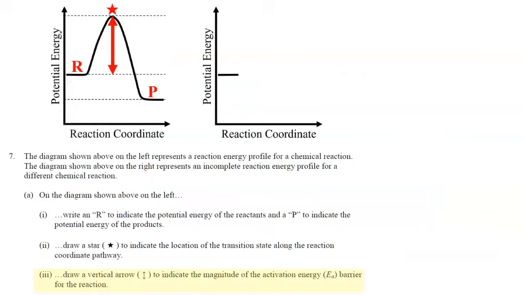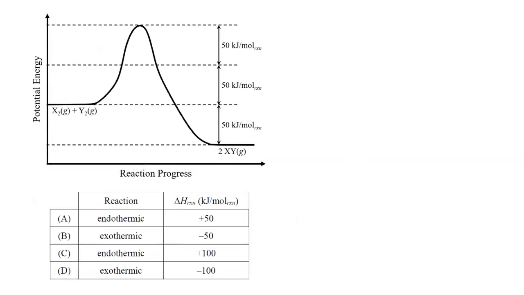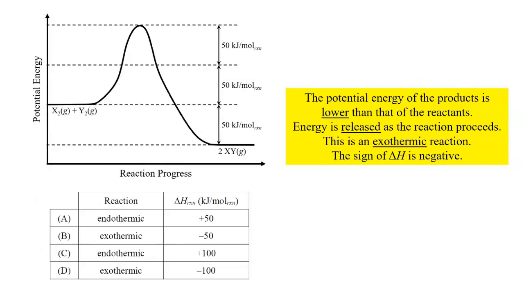Now, let's remember that we're not looking for the activation energy, which would be the difference in energy between the reactants and that transition state. So we're not looking for the activation energy in this particular question. All right, we know that the potential energy of the products for this energy profile is lower than that of the reactants. So therefore, we can conclude that energy is released, and this is an exothermic reaction in which the sign of delta H is negative. So the correct answer is either B or D.